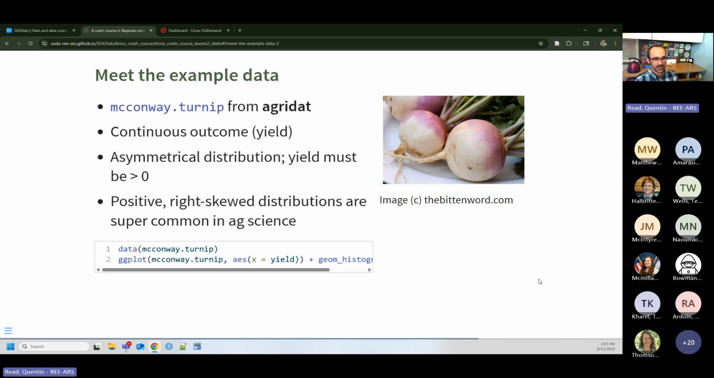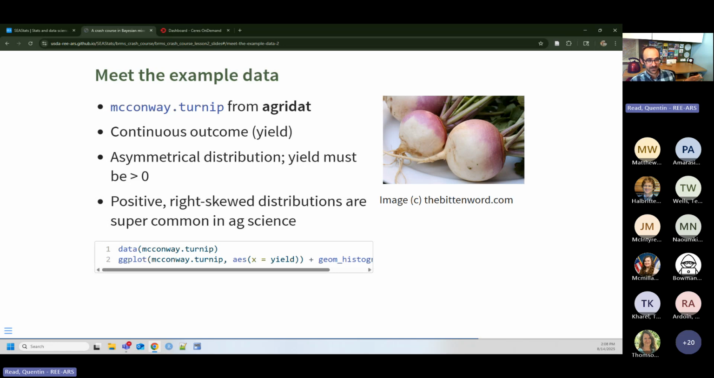The example data set that we're going to use is also from the AgriDat package. It was published in a study by McConway et al. And they wanted to know what factors influence yield in turnips.